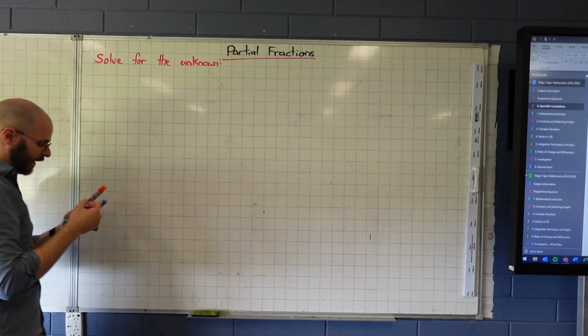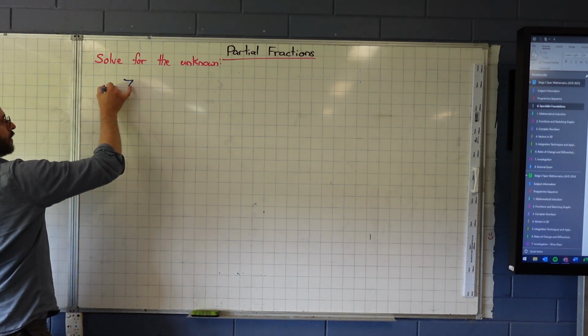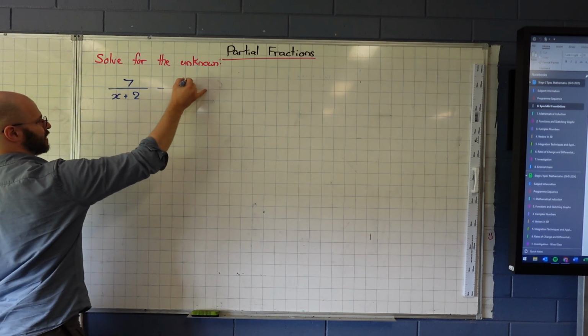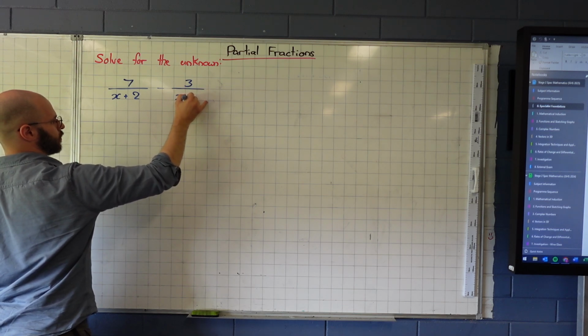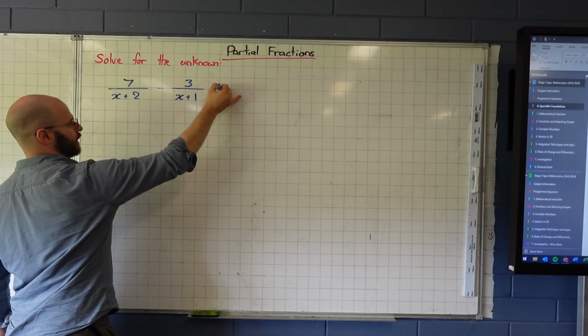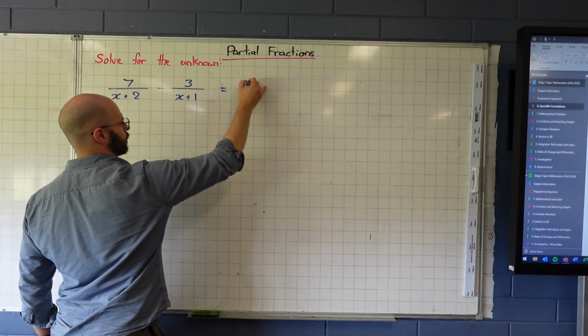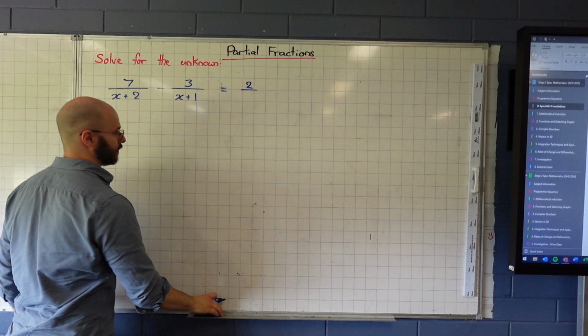Okay, solve for the unknown. Nick, favorite number? 7. 7 over x plus 2, take 3 actually, 27 over x plus 1 equals 27. 2 over, we'll just save it as 2.